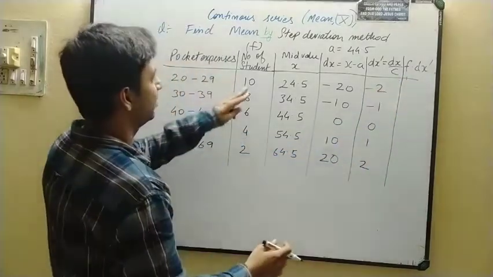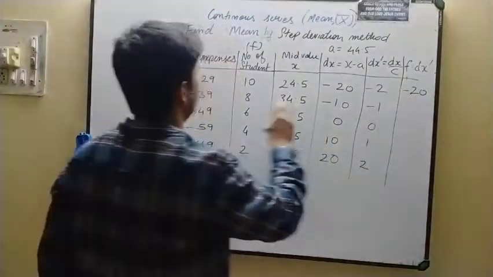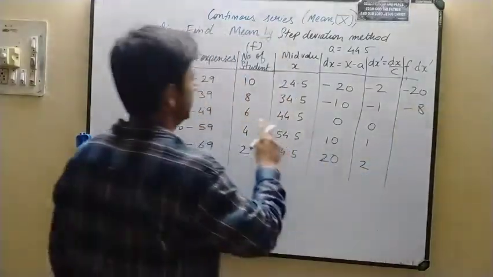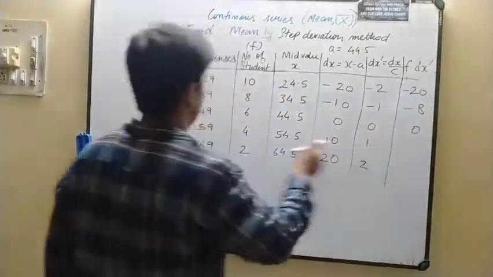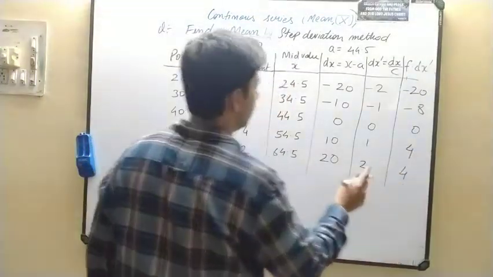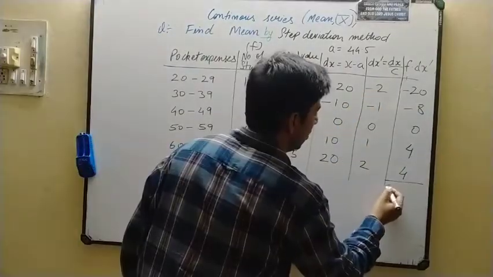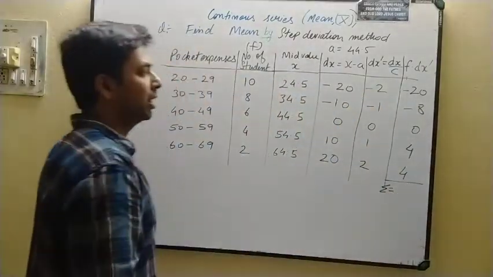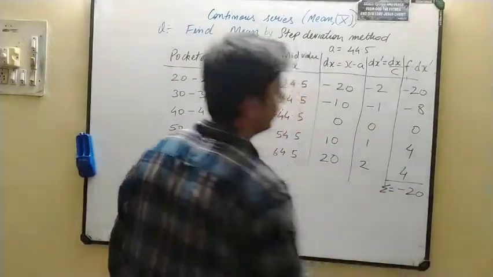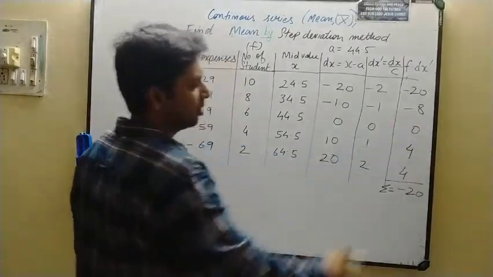Yes, f into dx dash, these are the values. Dx dash, where is the f? This. So the first one will be 10 into minus 2, minus 20. Then 8, it will be minus 8. Then 6 and 0, 0. Then 1 and 4, 4 it will be. Then 2 and 2, 4. We are multiplying f into dx dash, and the total of this we want over here. So let us calculate this total. Of course this total is going to be minus 20. How? Positive 8 and minus 8 cancel out, so minus 20 will be there.